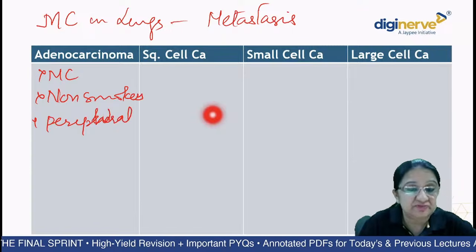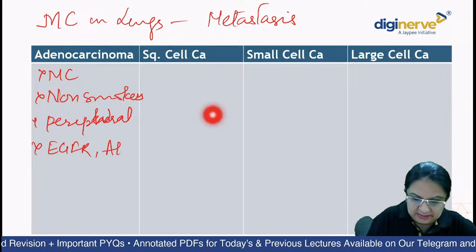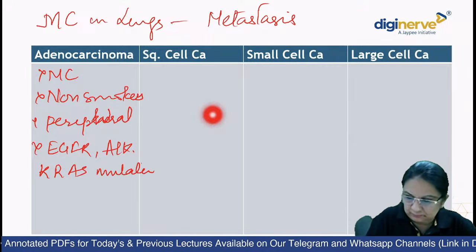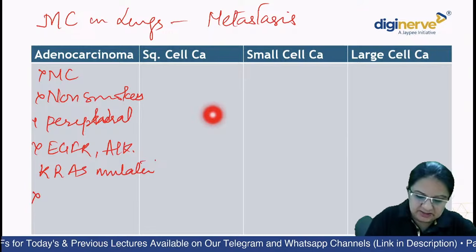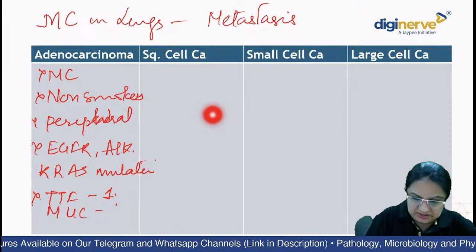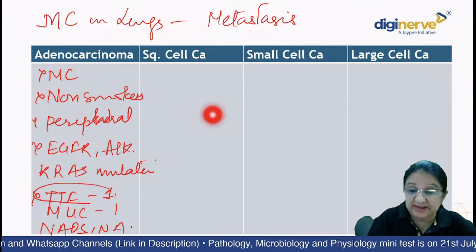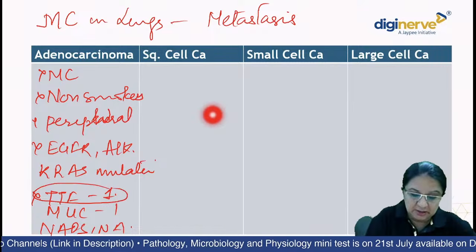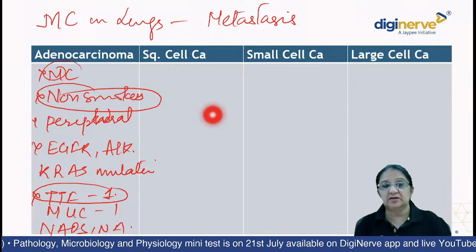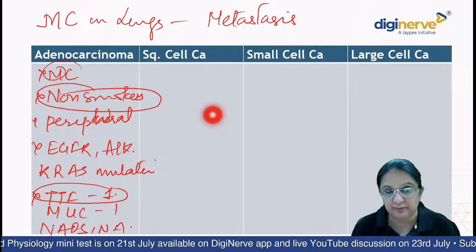What is the genetic defect? EGFR, ALK, and KRAS mutations. Okay. And what are the markers? TTF1 positive, MUC1 positive, napsin A positive. Remember, it is TTF1 positive, and it is most common in non-smokers. Usually, mostly the females are non-smokers, so adenocarcinoma will be more important.